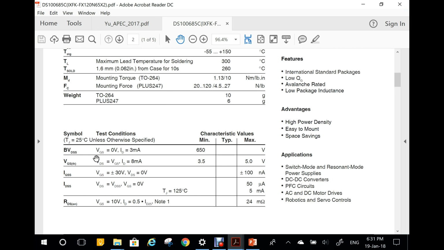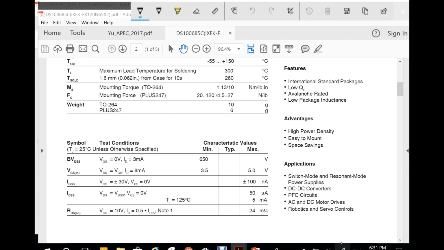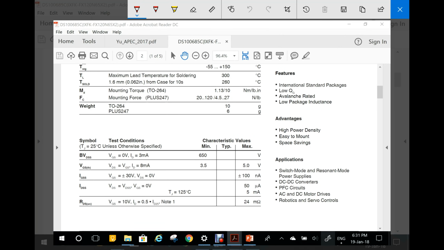We have, again, the breakdown voltage and what happens at the breakdown voltage. And then it turns out that the drain will start to conduct, and you might expect something like 3 milliamp when you reach 650 volts in the off condition, of course. This is the threshold. This is when the transistor starts to conduct. That is, below this value, the transistor does not conduct. Above it, it starts to conduct better and better.